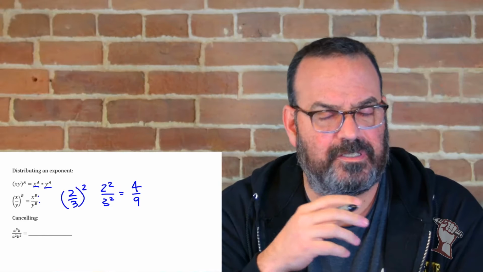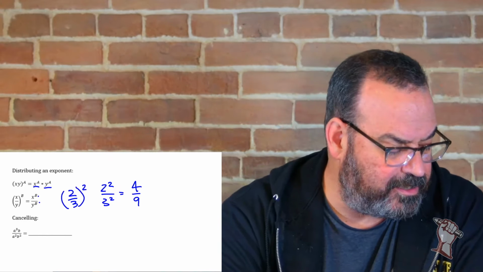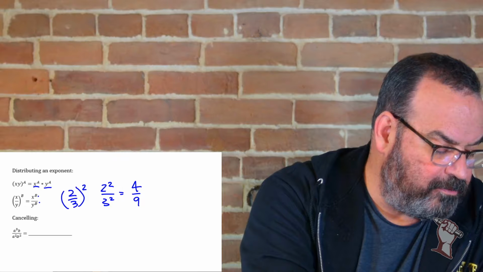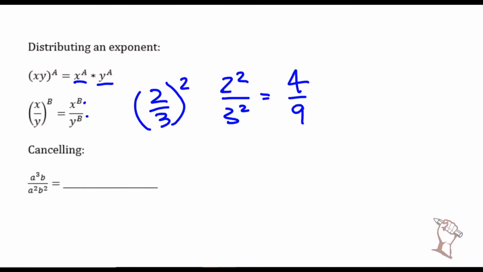Canceling exponents, this is a big deal on the ACT. A cubed over a squared, they're the same base, so I'm dividing a cubed by a squared, which just gives me a. B over b squared will just give me b. They cancel out by subtracting.